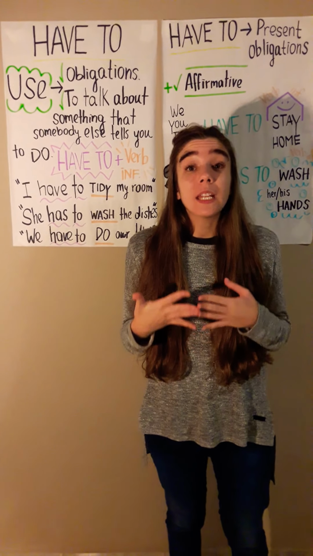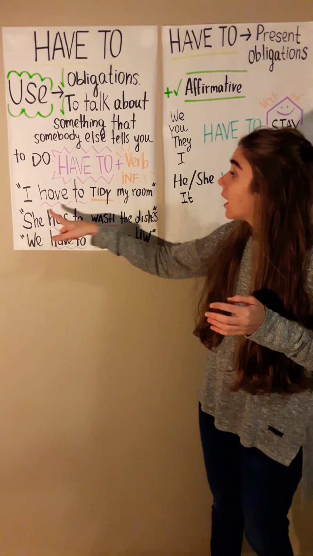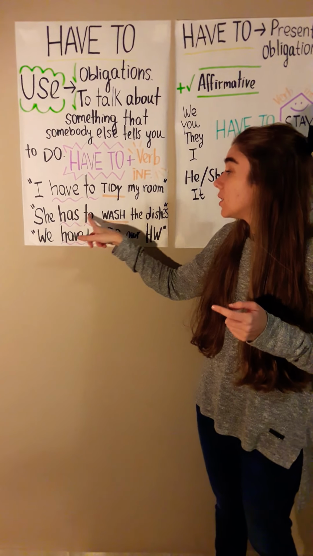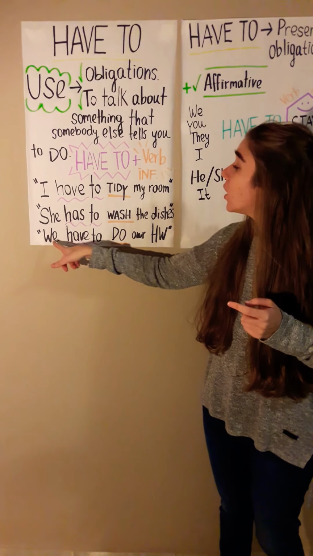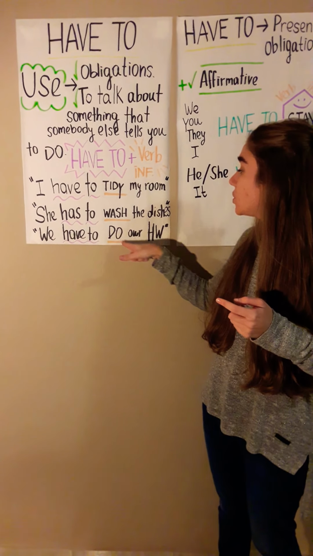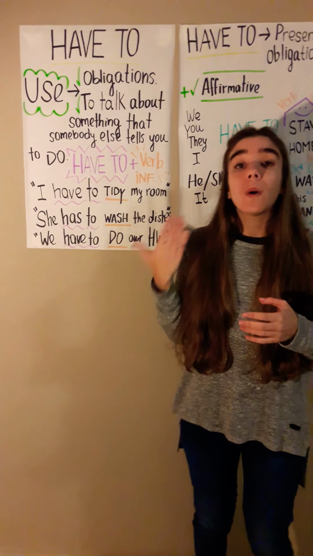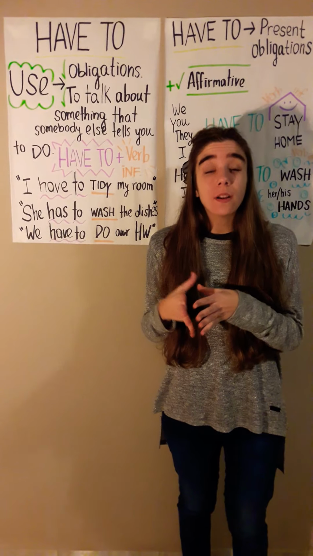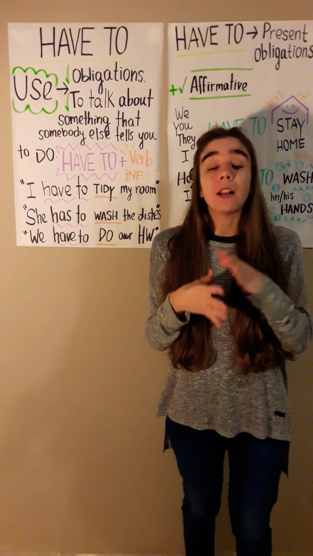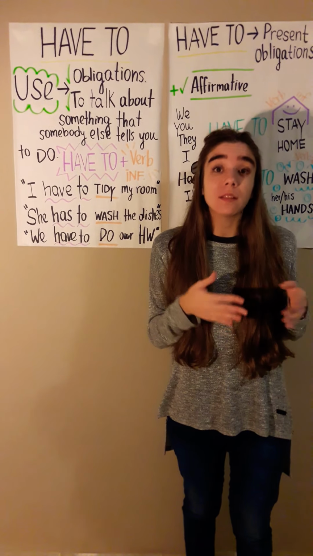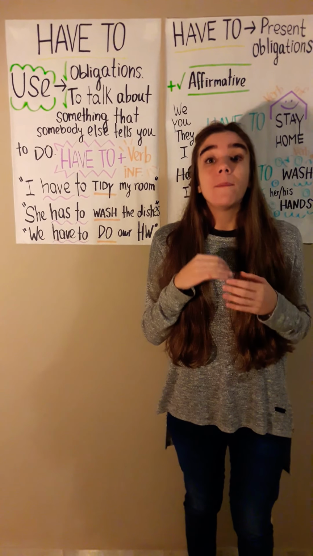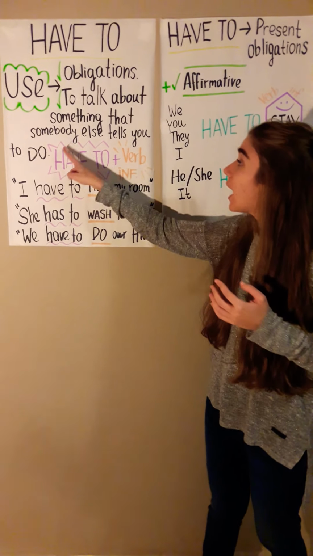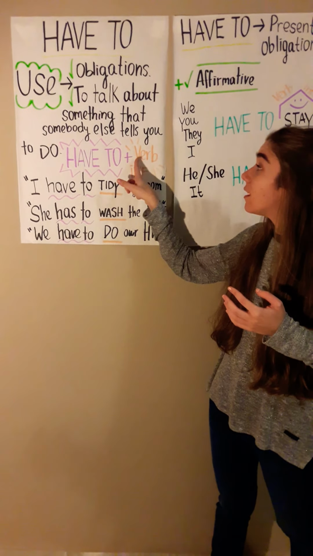So we're going to read some examples. I have to tidy my room, she has to wash the dishes, or we have to do our homework. What is important about have to is that the verb that follows have to, el verbo que va a ir después o luego de have to, va en infinitivo. So here's our rule. Have to plus verb in the infinitive.